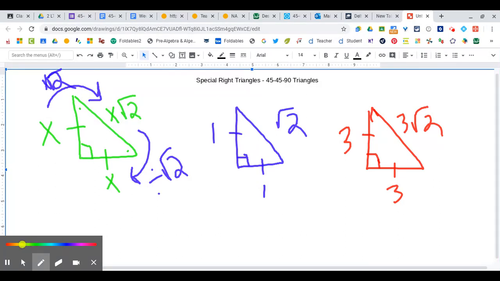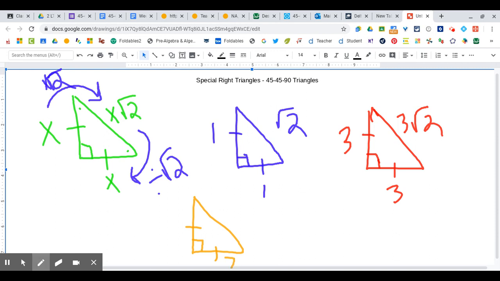Okay, let's look at another one just for fun here. You see this isosceles triangle. Let's say that my bottom leg is 7. Well, that means my other leg is 7, and that means my hypotenuse is going to be 7 radical 2.